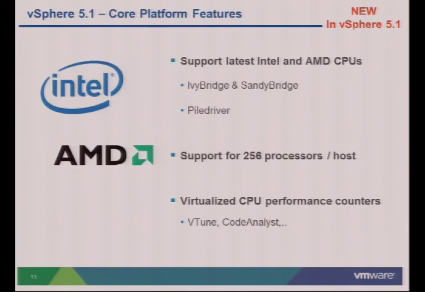All right, moving on, in vSphere 5.1 we're also supporting the latest Intel and AMD hardware, so we're supporting Ivy Bridge and Sandy Bridge from Intel, and Piledriver from AMD. We're supporting more physical processors per ESX host, so we're supporting 256 processors in a single server running vSphere 5.1. And another nice, interesting feature here is that we're supporting virtualized CPU performance measurements, performance counters.